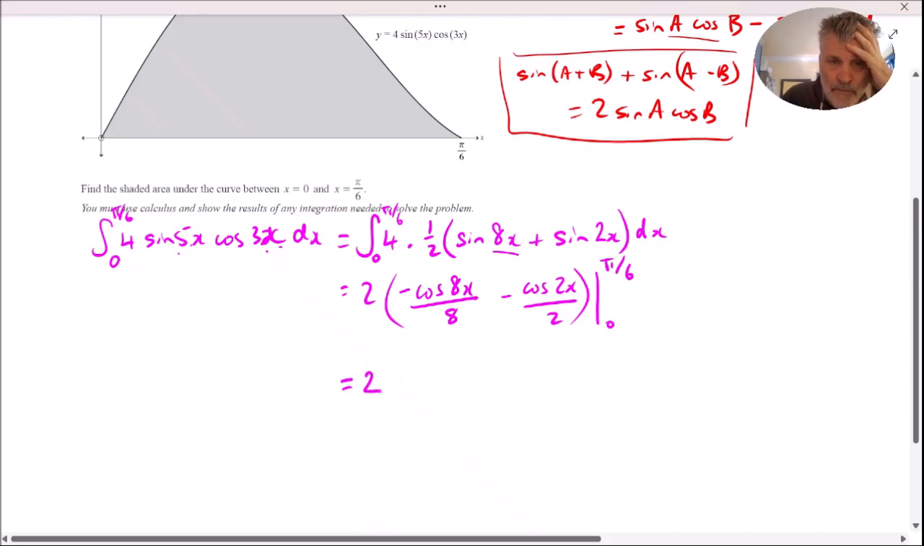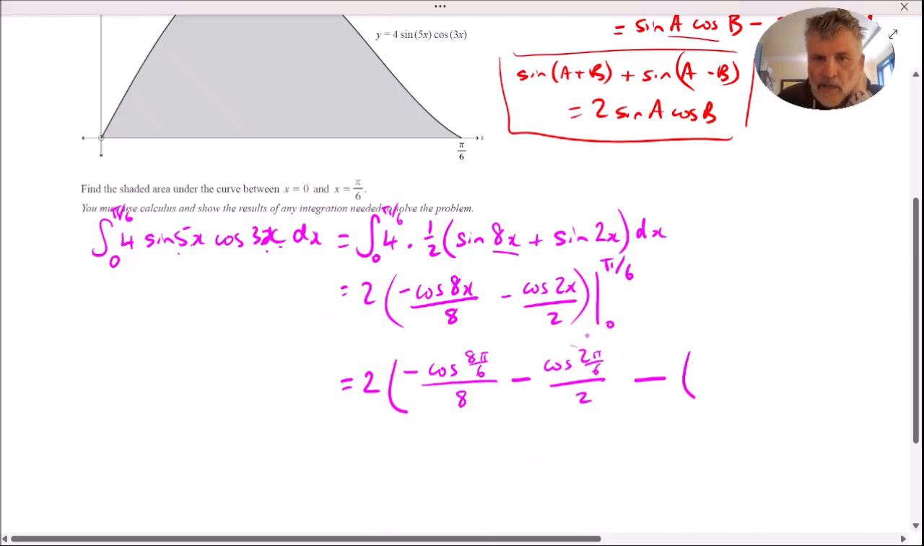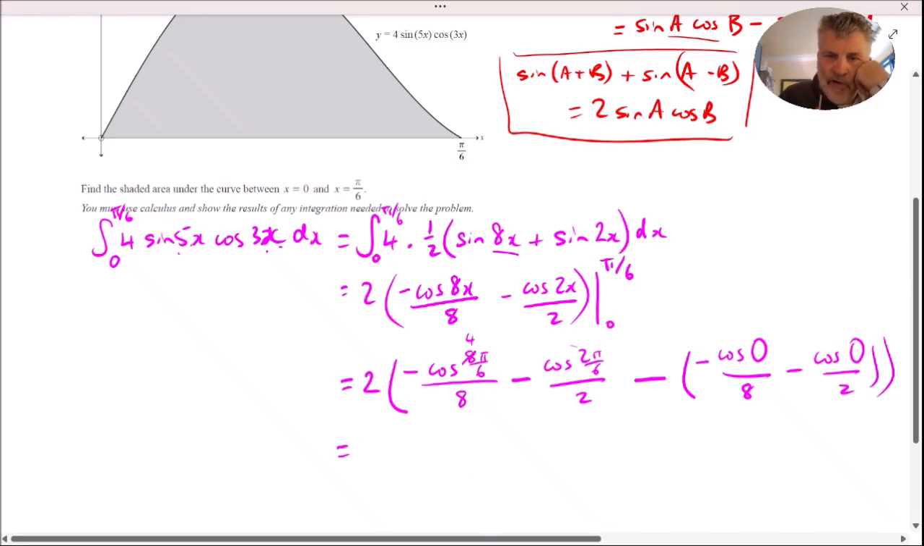And so this is 2 times minus the cosine 8 pi over 6 divided by 8 minus the cosine 2 pi over 6 divided by 2, and then subtract, putting 0 in. Cosine of 0, it's minus cosine of 0 over 8, and then minus cosine again of 0 over 2, and that's done. This one's 4 over 3.